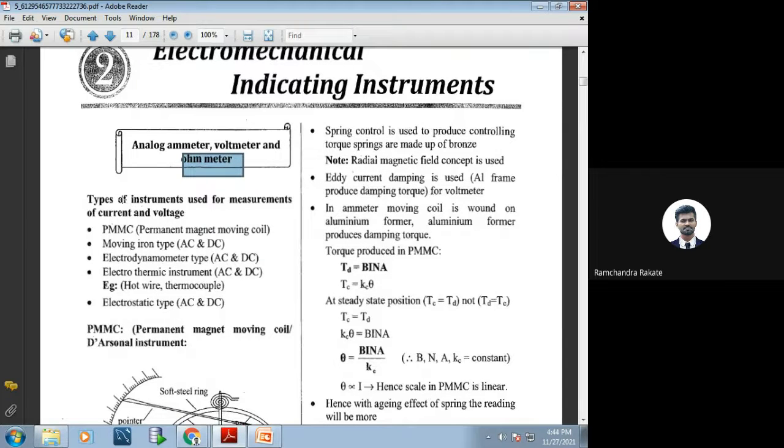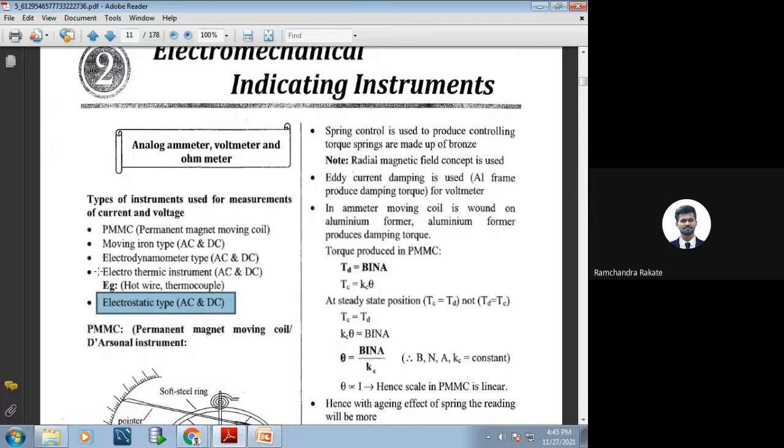Analog ammeter, analog voltmeter, or ohm meter are the types of instruments used for the measurement of current and voltage. PMMC is one of them, that is permanent magnet moving coil. Moving iron instrument, which is AC and DC. Electrodynamometer type, AC and DC. Electrothermic instrument, that is thermocouple. The electrostatic type instrument, which is used for AC as well as DC. Correct.